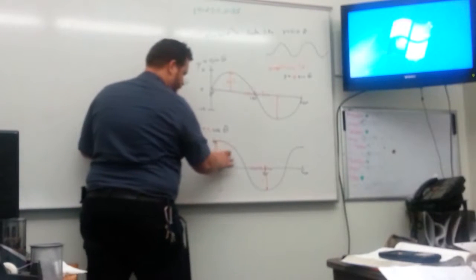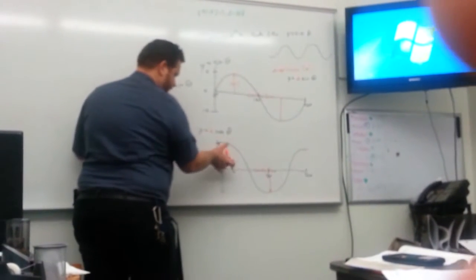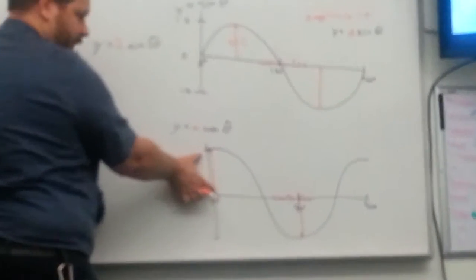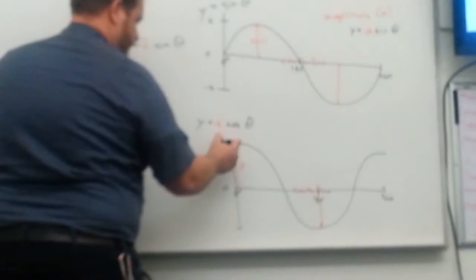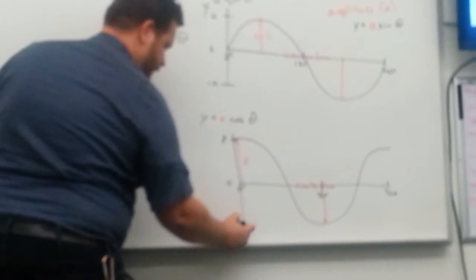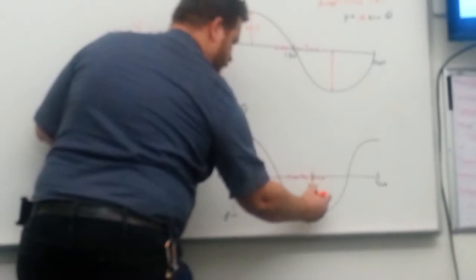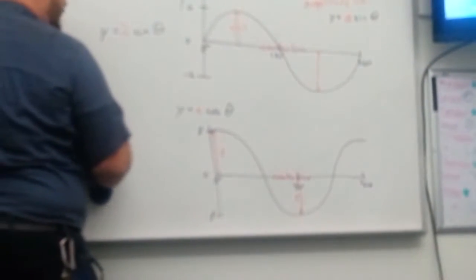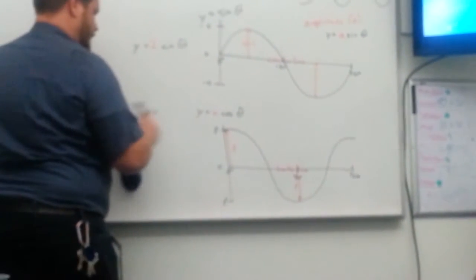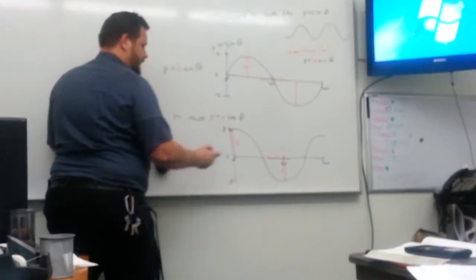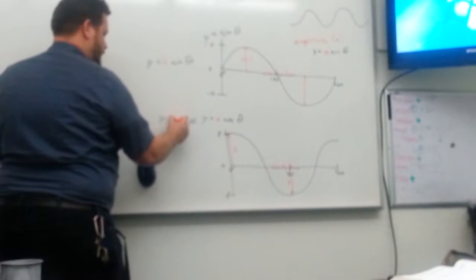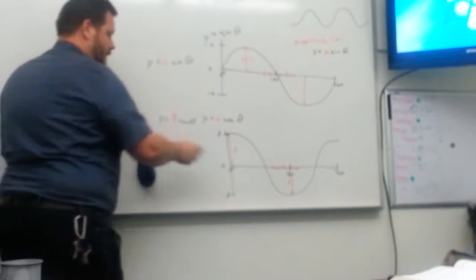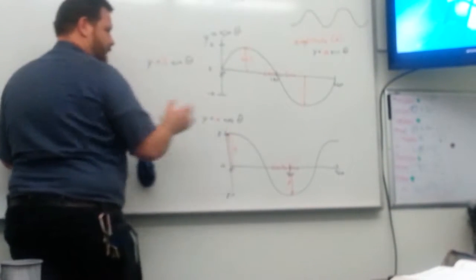All right, with this cosine graph here, let's say this distance was 8. That would make this 8 and this negative 8. All right, distance of 8. So what would the equation be? It's a cosine graph because it starts at a peak. 8 cosine theta. It'd be an 8 because the distance from the center line to the top is 8.